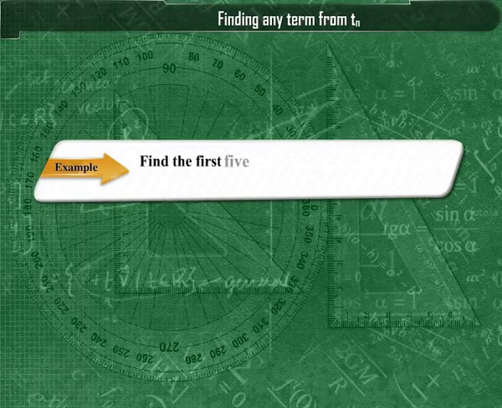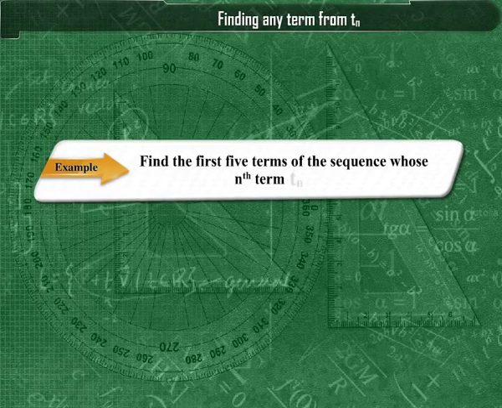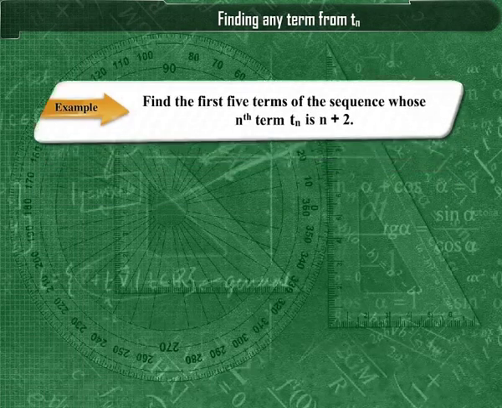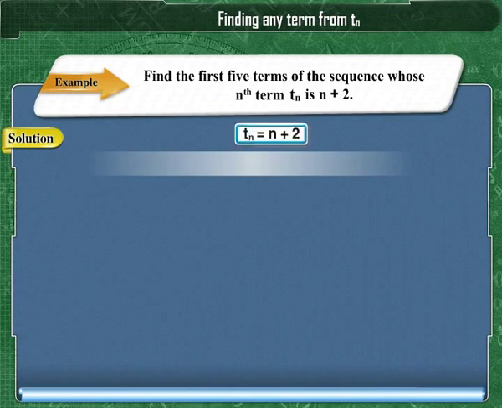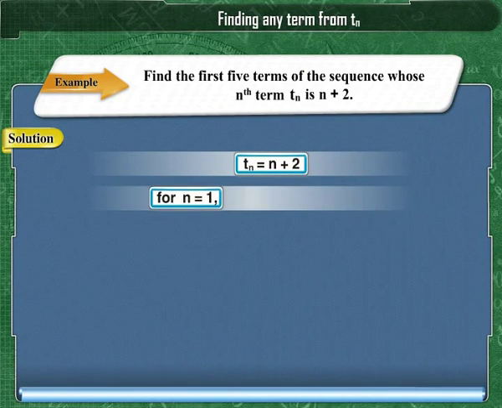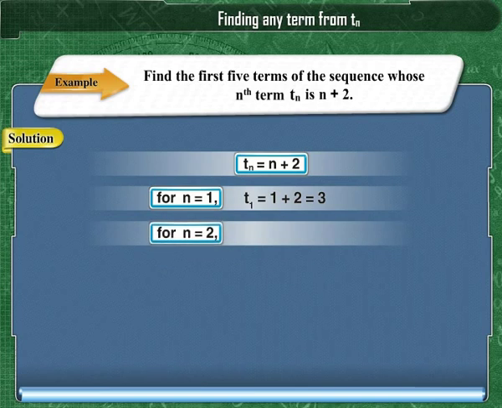In the example, the nth term Tn is given as n plus 2. To find the first term T1, substitute n is equal to 1. Therefore, T1 is 1 plus 2, which is equal to 3. To find the second term T2, substitute n equal to 2. Therefore, T2 is 2 plus 2, which is 4.